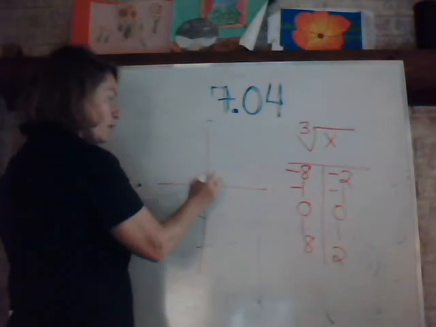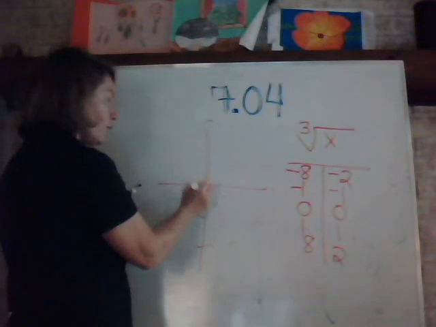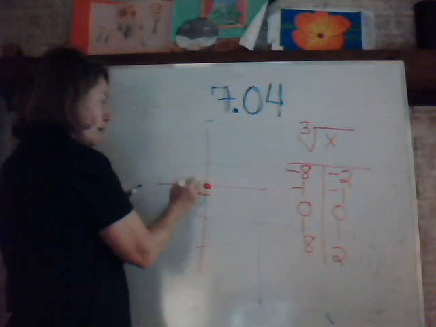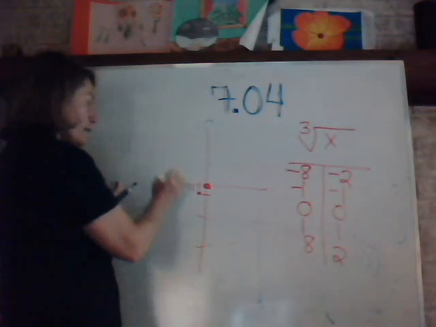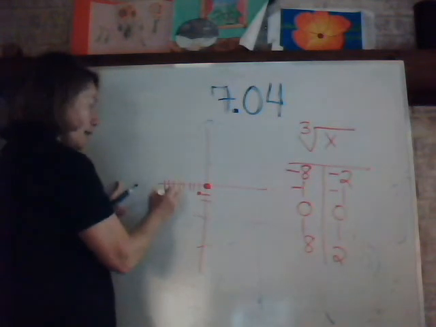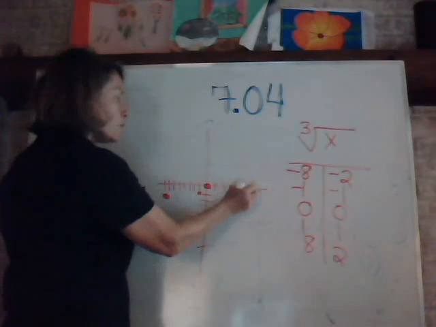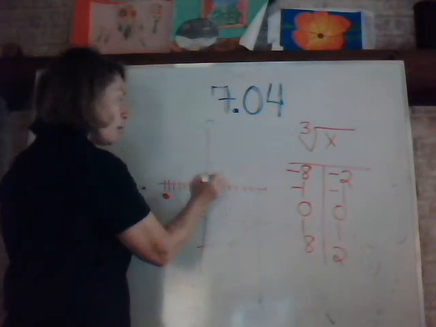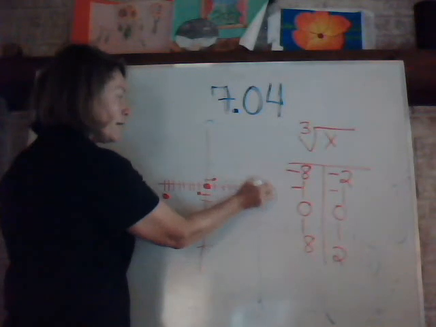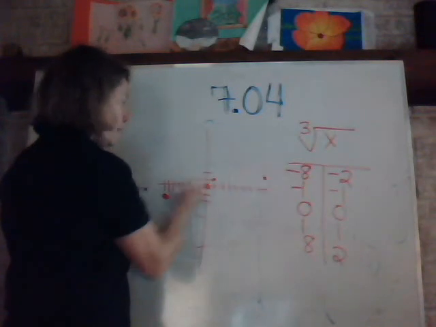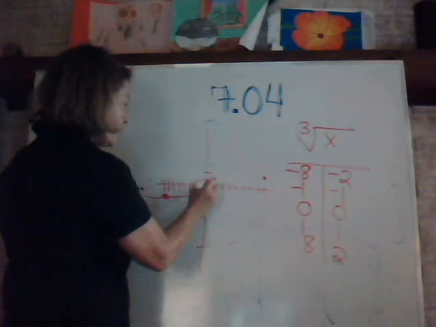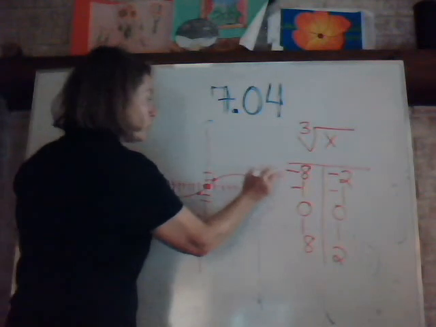So (0, 0) is my origin. (-1, -1). (-8, -2). So you can see it's pretty tight to the axis as far as a cube root. So (1, 1), (8, 2), and there is the snake. And it will slowly rise.